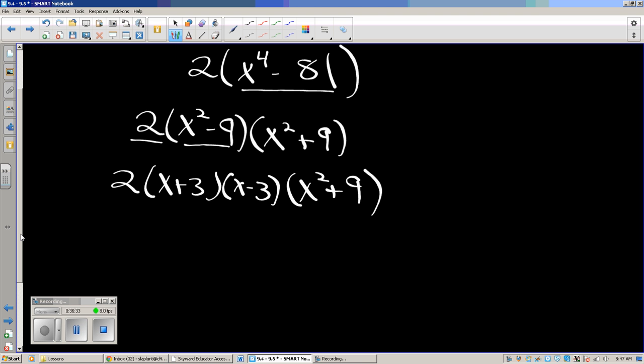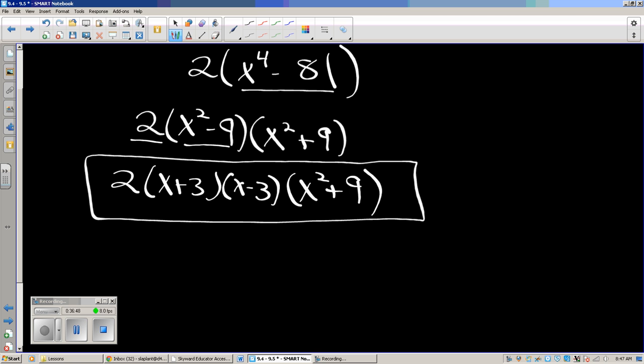Olivia? So, wait, explain why, then x squared, wait, which one is the answer? This is your final answer. Why is there an extra parentheses on the end, like the x squared plus 9? Because when I factored this, when I did x plus 3 times x minus 3, that was just for this binomial, because that was the difference of 2 perfect squares.